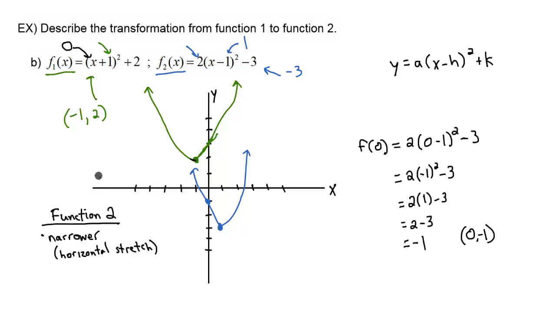And then what else did it do? This was our original vertex here. So it looks like we shifted to the right 1, 2. So to the right twice. And then it shifted down 1, 2, 3, 4, 5 times.